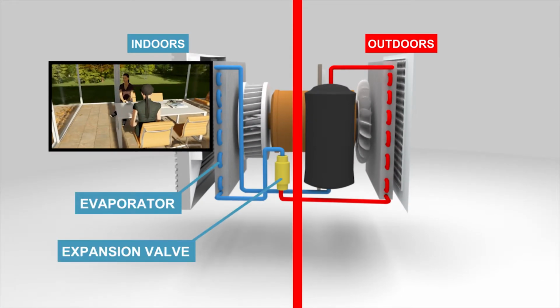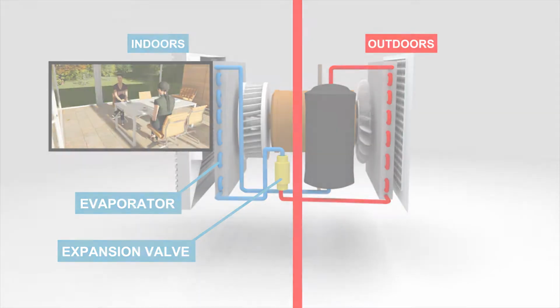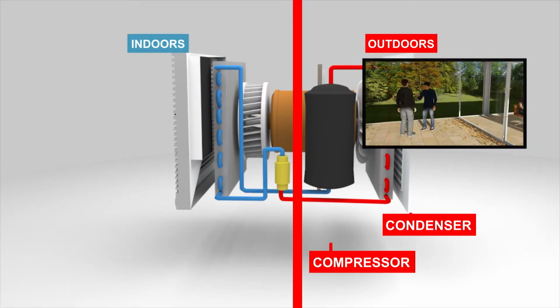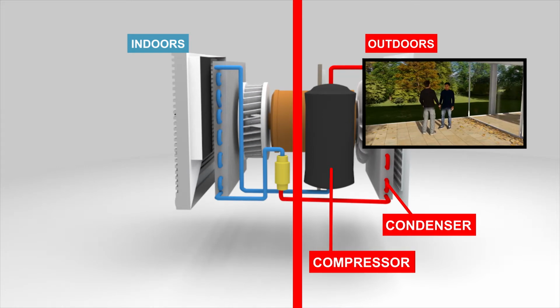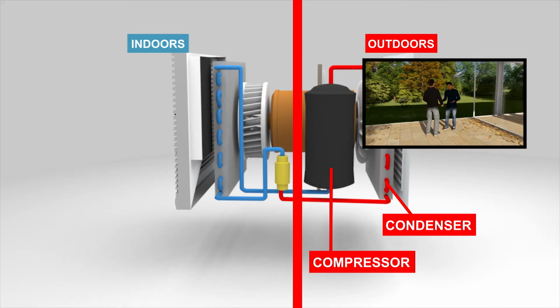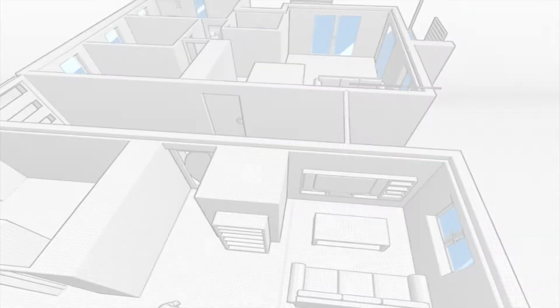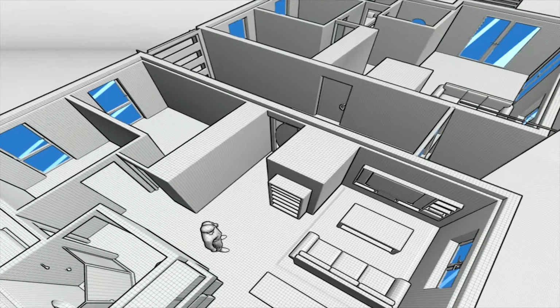Let's call them Miss Evaporator and Miss Expansion Valve. The condenser and compressor are the men who love outdoors. Let's call them Mr. Condenser and Mr. Compressor. We will see them later. That's the basic air conditioner setup. Now, let's take a look at what happens in a room.